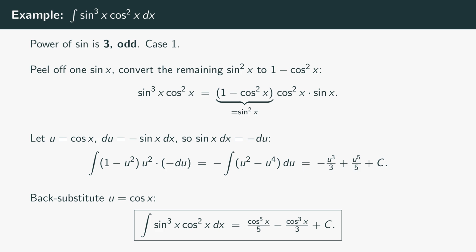Back substitute u equals cosine of x. The final answer is cosine to the 5th of x over 5 minus cosine cubed of x over 3, plus the constant. Check by differentiating if you want. Product rule plus chain rule, and the original sine cubed of x times cosine squared of x drops out. The whole computation was: identify the odd power, peel, convert, substitute, polynomial integrate. 5 lines.